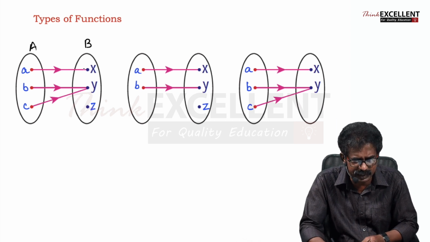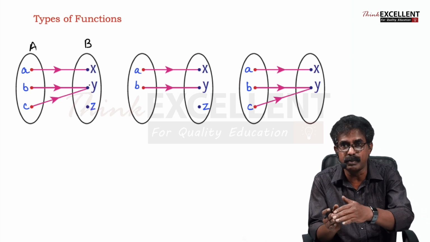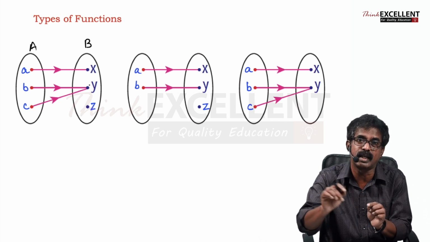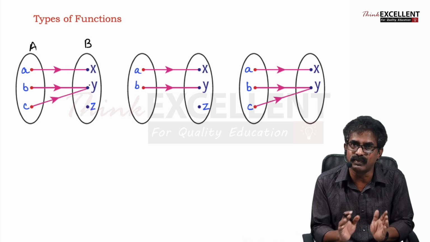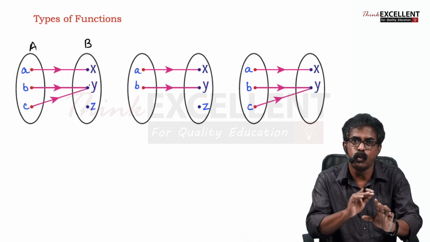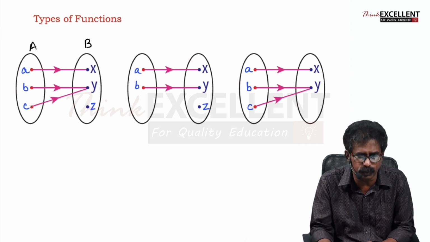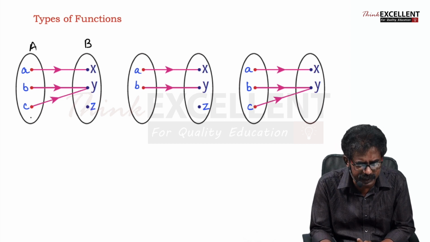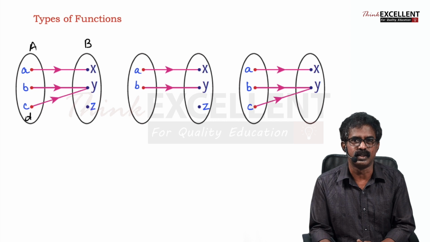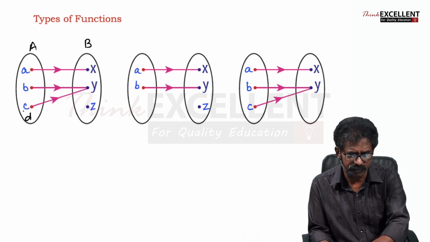A, the image is X. B, the image is Y. C, the image is Y. Two elements can have the same image, no problem. But one element should not have two different images. When it is an arrow diagram, it's very simple: from every element, one arrow starts, right? Here A, one arrow, B, one arrow, C, one arrow. It is a function. Now suppose there is one more element D. It is not a function. What reason do you give? The element D has no image, so it is not a function.